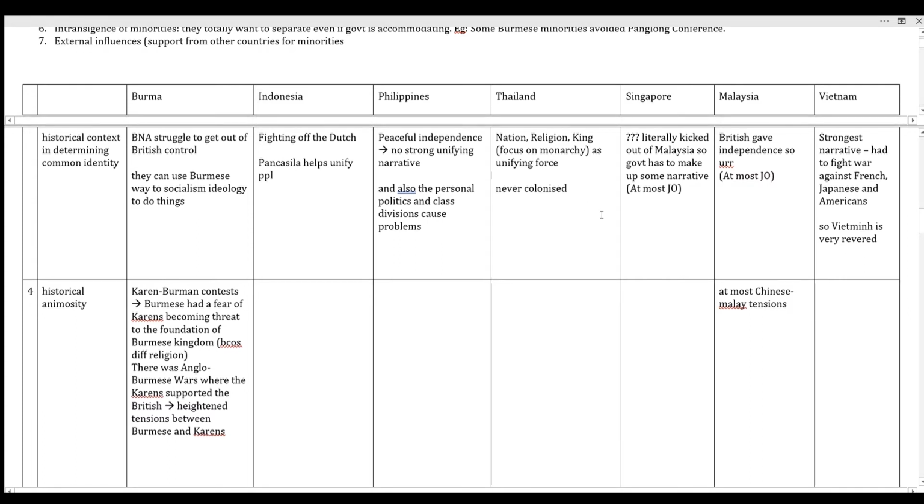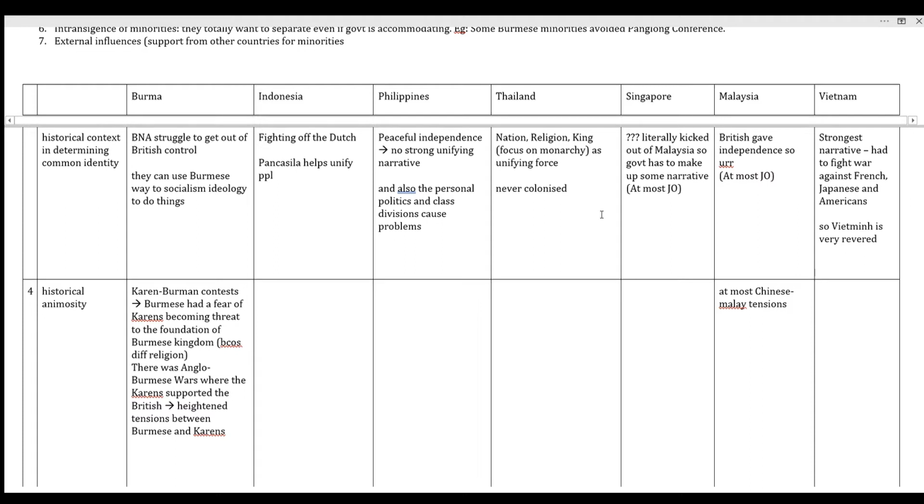Okay, so for Thailand, we know it was never colonized, but since they had a monarchy, that is their identity and their unifying force. They actually do care about their monarchy quite a bit. The king has a very big influence in Thailand.